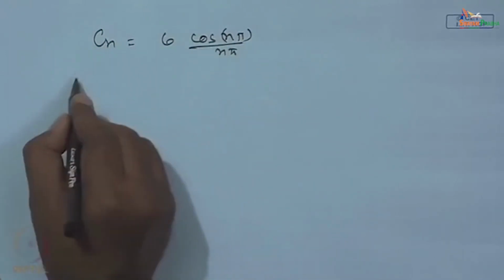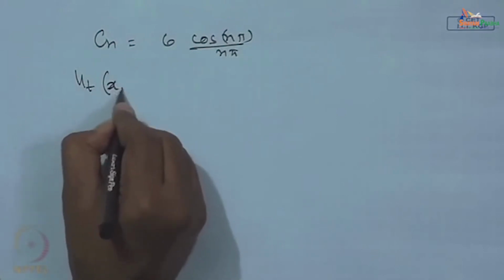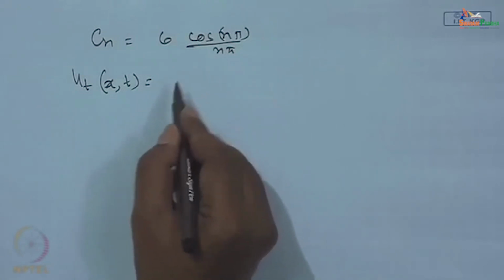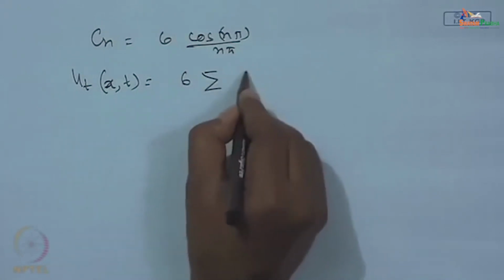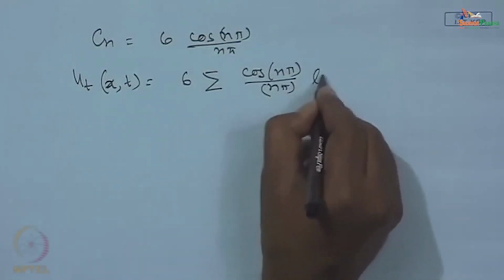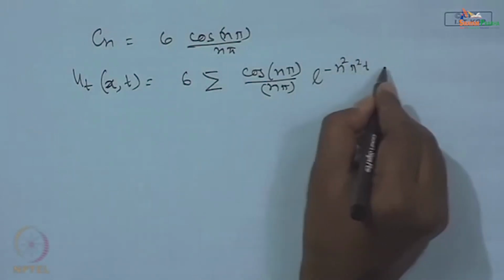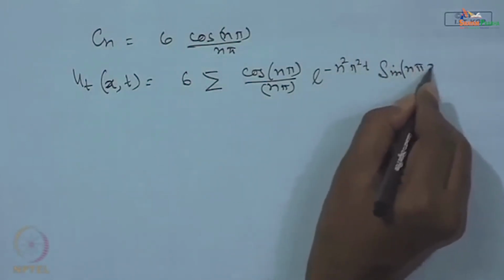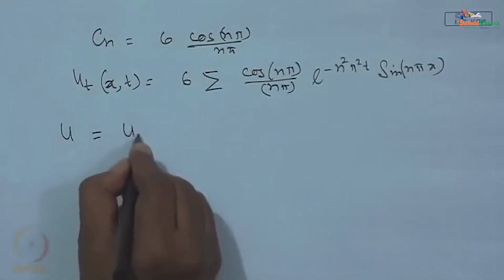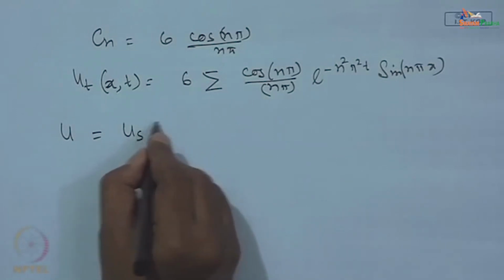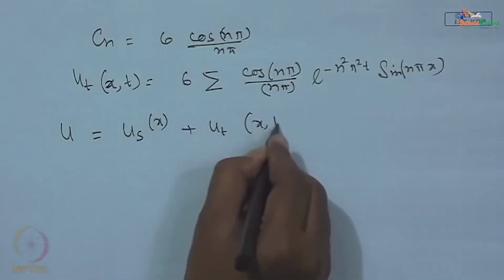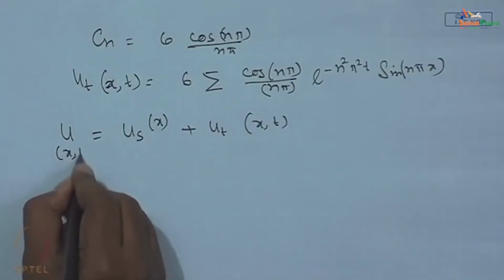So, therefore, u t as a function of x and t becomes 6 summation cosine n pi divided by n pi e to the power minus n square pi square t sin n pi x. So, the complete solution of this problem can be constructed by linear superposition of both the solutions, u s as a function of x and u t as a function of x and t. So, you will be getting u as a function of x and t.